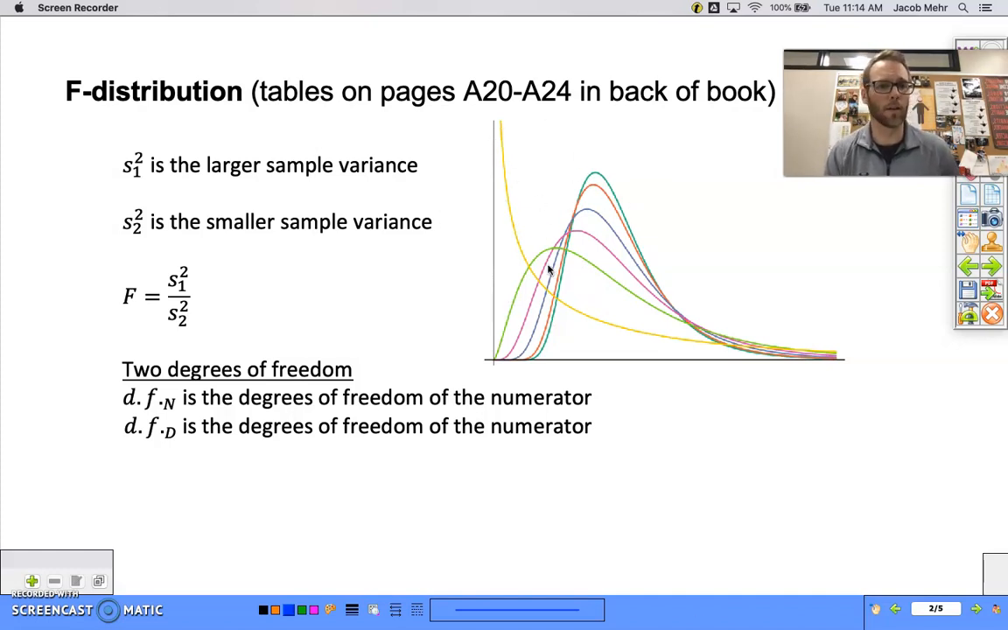If we take a look at the graphs here, again, this should remind you of that chi-squared graph. Now it's going to depend on the degrees of freedom. What's different about this is that there are actually 2 degrees of freedom, because we set up our F distribution as a fraction with a numerator and denominator. Now we're going to have S squared sub 1 be the sample variance, and it's going to be the larger of the two.